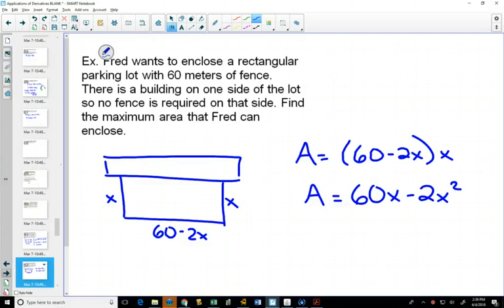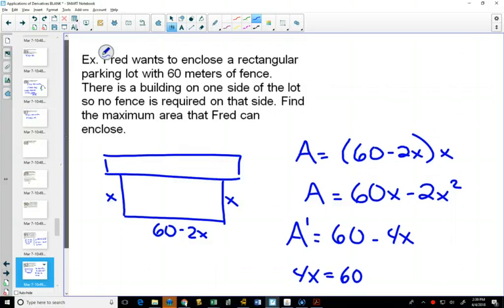60x minus 2x squared. Now, once you create that equation, again, in grade 11, you would have had to complete the square to find that maximum. Now, all we need to do is find our derivative, set it equal to 0, and solve.